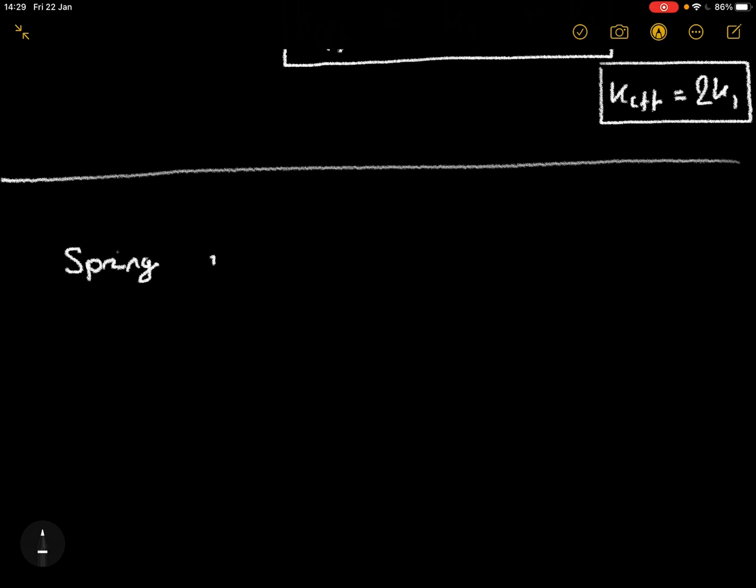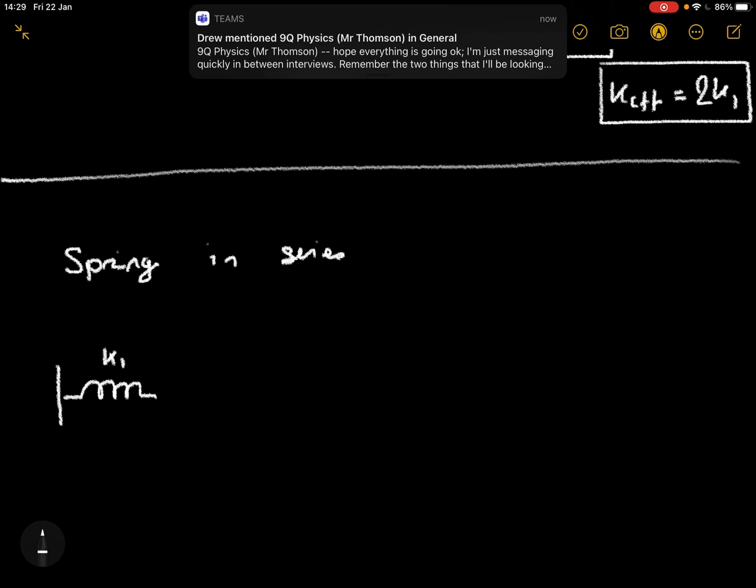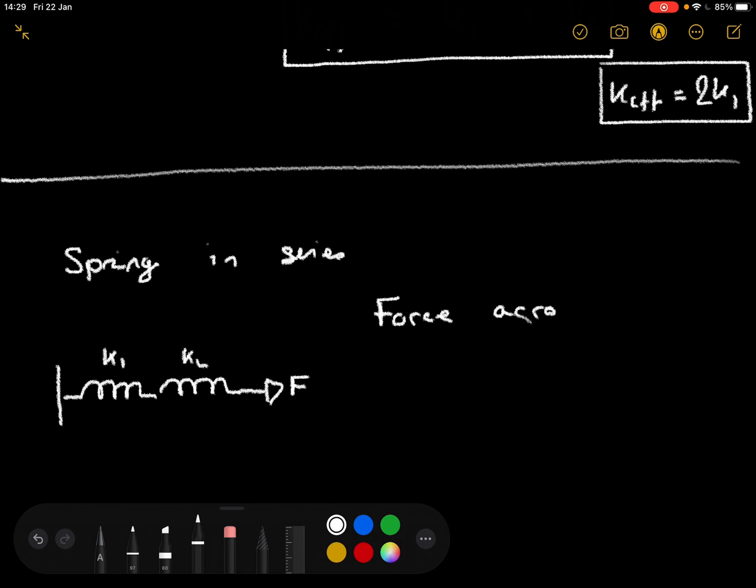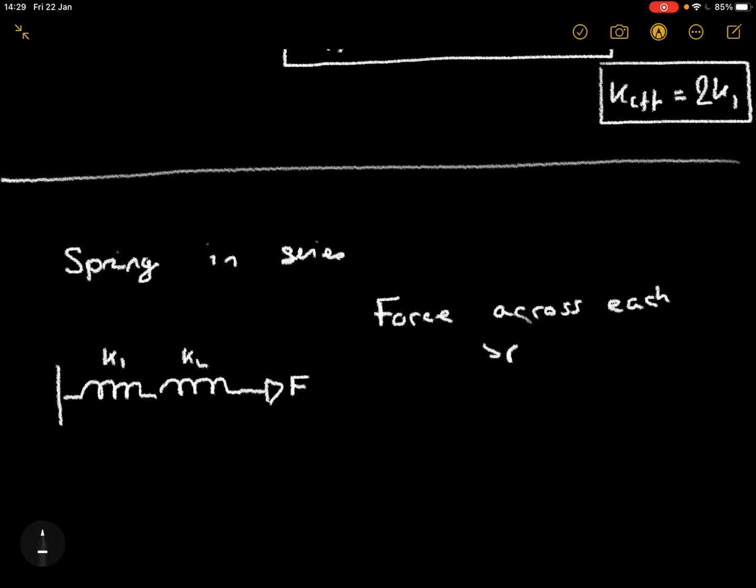What about springs in series? Well, let's draw our little diagram. There's spring 1, which has a spring constant of K1. Then spring 2, which has a spring constant of K2, and we apply a force. Now in this case, what is constant is not the extension. In this case, the force across each spring is equal to that total, that singular force. They both get pulled by the same amount because of the way the forces go through.